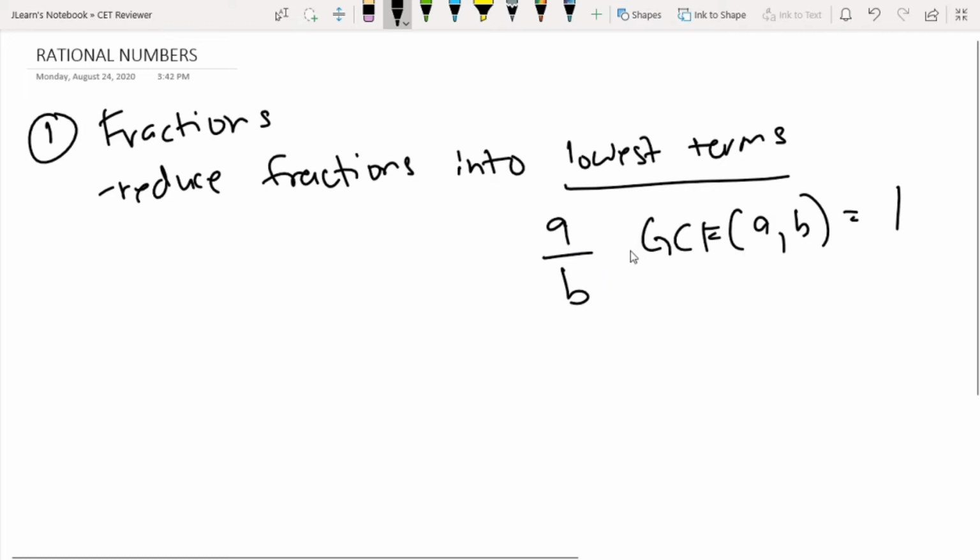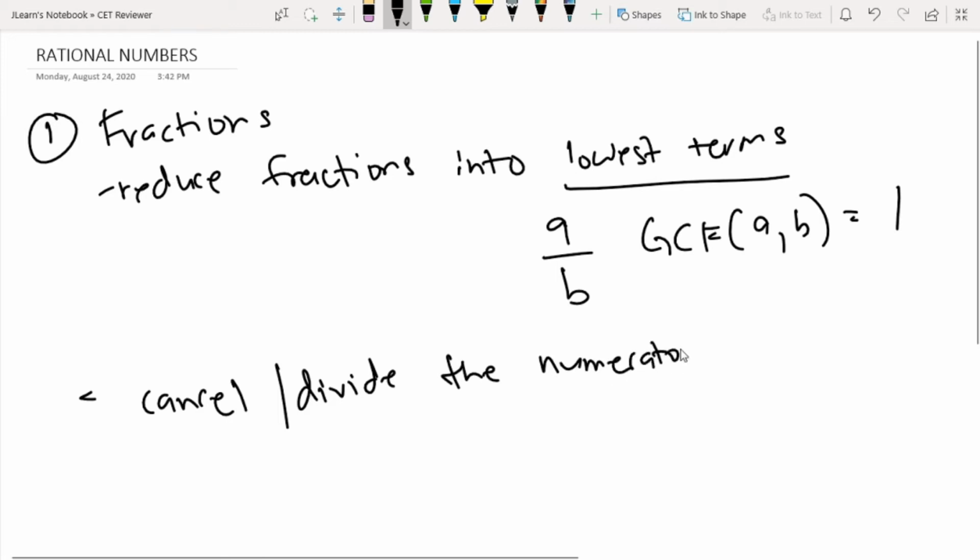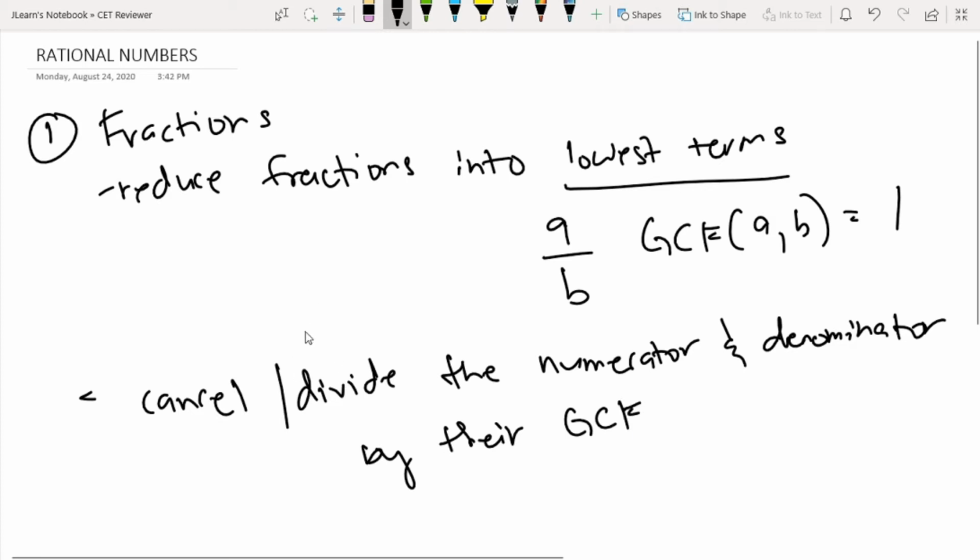So, how do we reduce fractions into lowest term? No? So, what we do is we cancel or divide the numerator and denominator by their GCF. Okay? So, let's do an example.